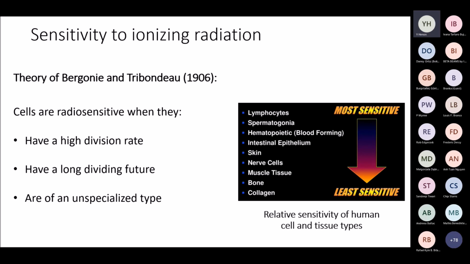And finally, cells will be all the more sensitive the more unspecialized they are. So these cells in particular, the spermatogonia, will be able to turn into any kind of cell within the embryo, for example, and these will be very sensitive, unlike the cells that you will find in bones or collagen, for example, which are already very specialized and not meant to transform into another type of cell, and already have a very specific structure and function.